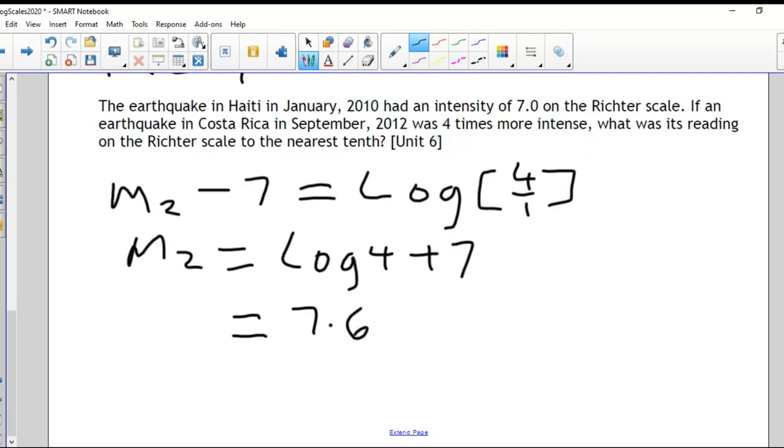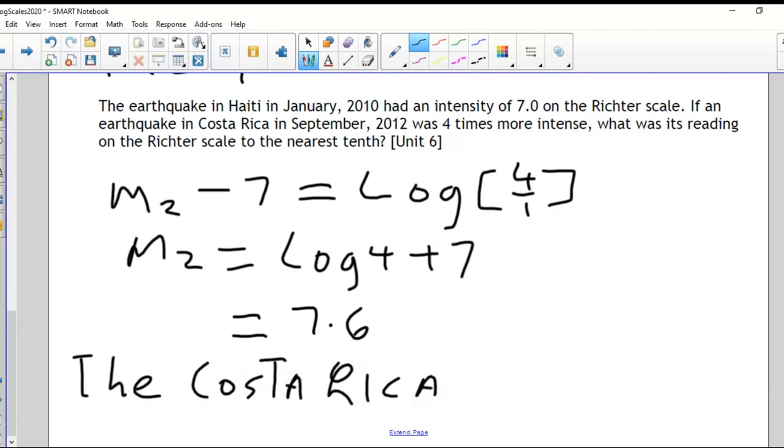So this earthquake in Costa Rica, I'm giving you actual facts here, in September of 2012 would have been measured as a 7.6 on the Richter scale. But in real terms, it was 4 times more intense. So the Costa Rican earthquake was measured as 7.6. And you can look that up. Google it. You should be able to find that information somewhere. It was a 7.6 on the scale. All right.